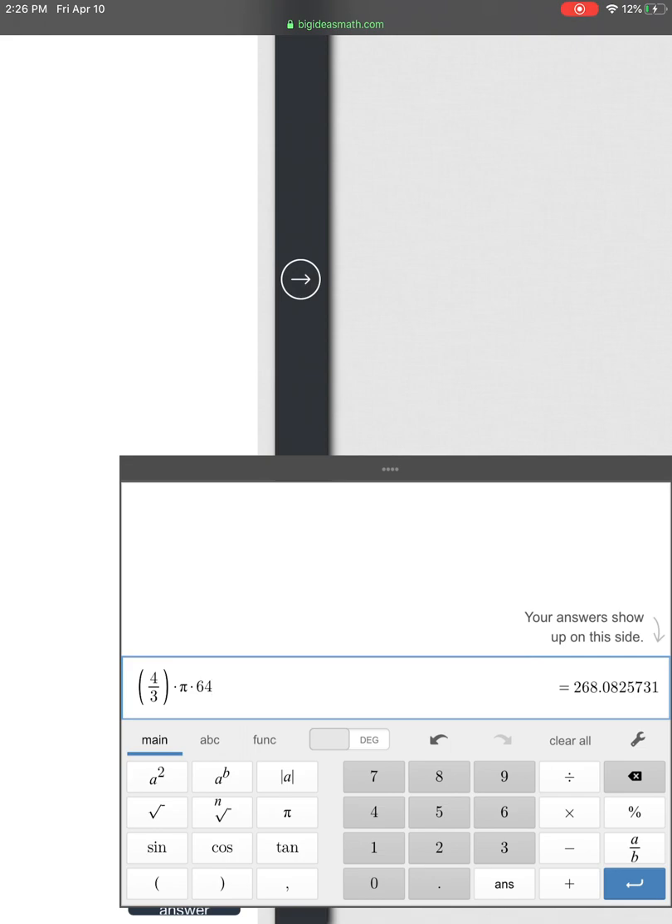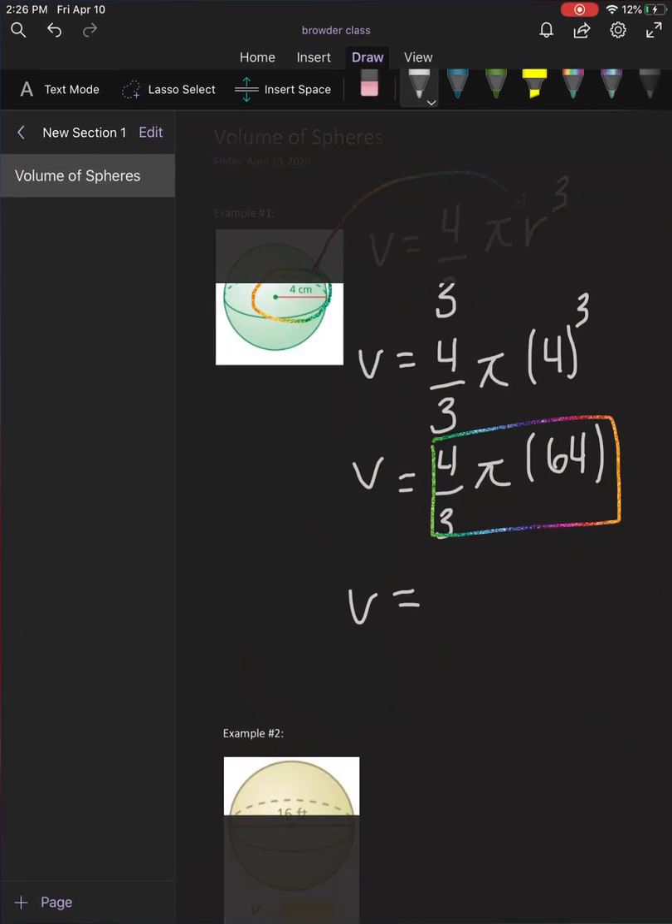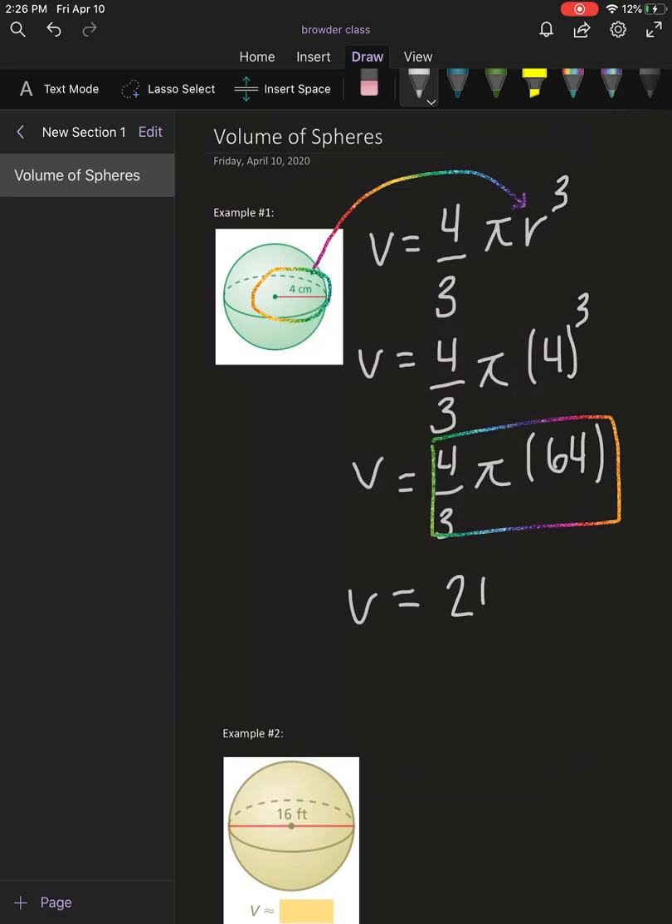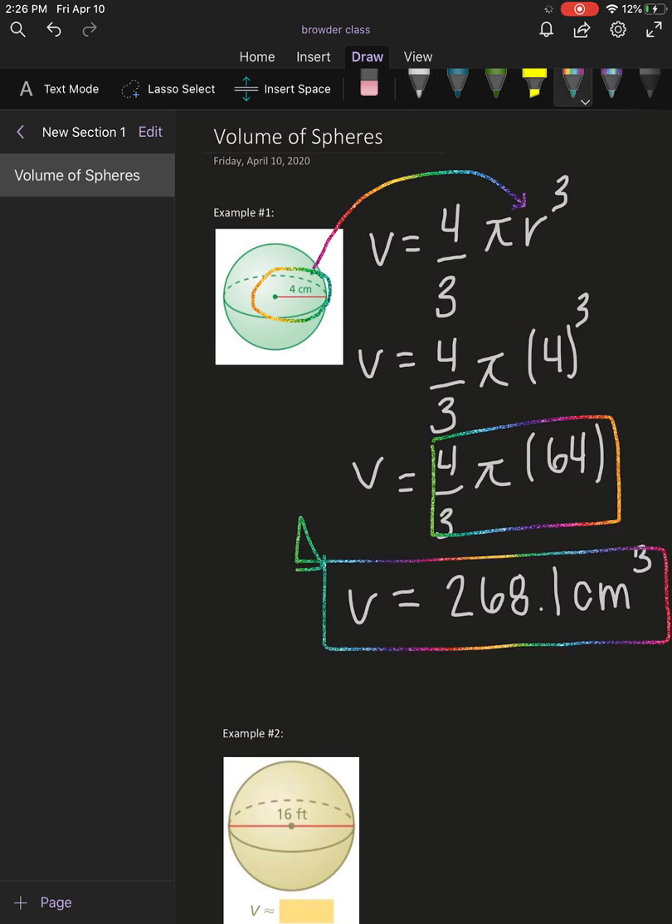Big Ideas is going to want you to round to the nearest tenth. So that's one number after the decimal place. So our answer for this one is going to be 268.1. You want to make sure to include your units and then a cube symbol because we are talking about volume. Okay, so this right here is my final answer. I'm going to box it. I'm going to quad star it because we can never have too many stars.